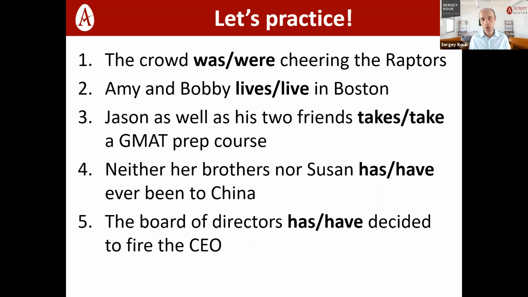So what is closer here in this sentence? Well, it's Susan. And that's why the right answer is has. Neither her brothers nor Susan has ever been to China. I know it sounds terrible, but it's grammatically correct. This also means, by the way, that with this rule, we have to be very careful, because if we were to say neither Susan nor her brothers, we need to use have. So there isn't one verb that must be used in this sentence. We can actually use either of these two verbs depending on how we structure that or combination of the subjects.